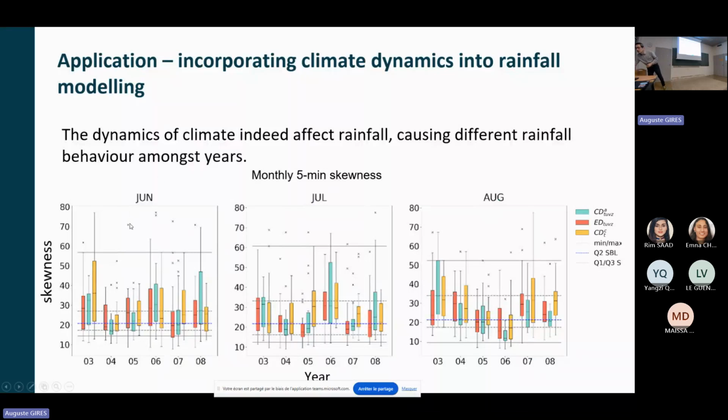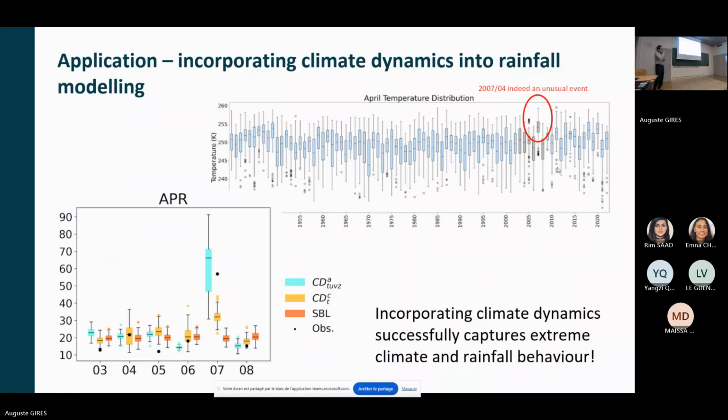The original observation here is the skewness at 5-minute data, and it changed in different years. But this blue line shows that if you use the traditional method, using all the June data, it's a fixed value. You don't have that variation across different years. But if we use our method, for example, the bluish green one here, we really have these dynamics.